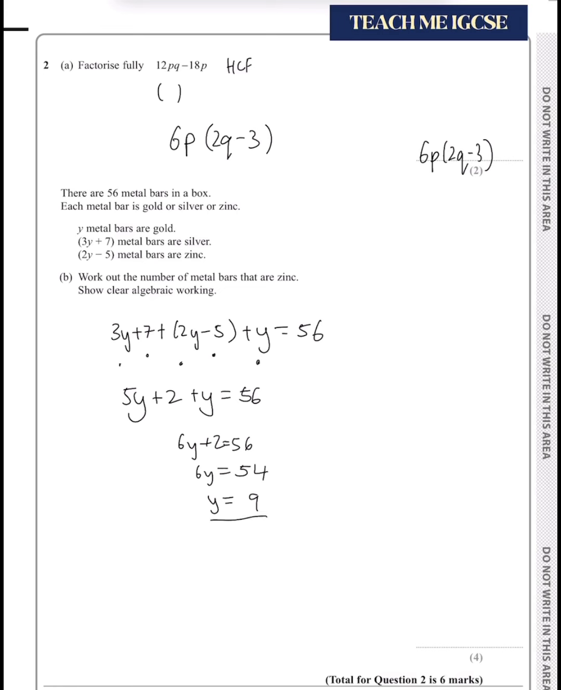However, we're not looking for y, we're looking for the number of zinc metal bars, which is 2y minus 5. 2 times 9 is 18, minus 5 gives us 13 zinc metal bars.